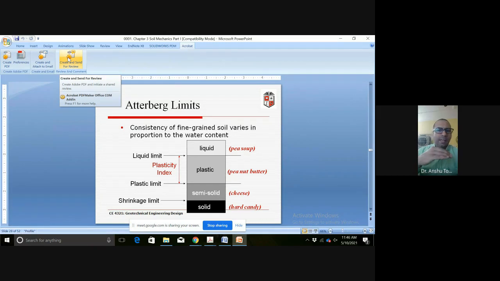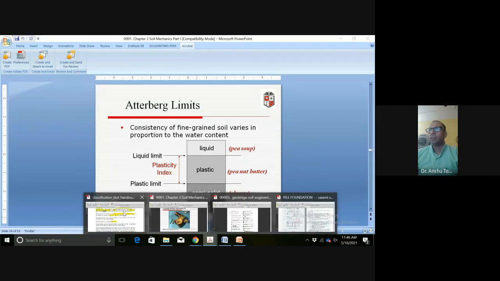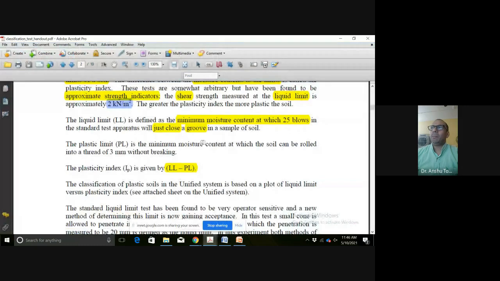तो इस लाइन के ऊपर वाली साइड जो मॉइस्चर कंटेंट है वो डिफरेंट है और इस लाइन के नीचे वाली साइड डाउन में मॉइस्चर कंटेंट अलग है. So as soon as it shifts from this light gray to dark gray, that is the plasticity index. That is the difference between liquid limit and the plastic limit. Plastic limit is the minimum moisture content at which the soil can be rolled into a thread of 3 mm without breaking.